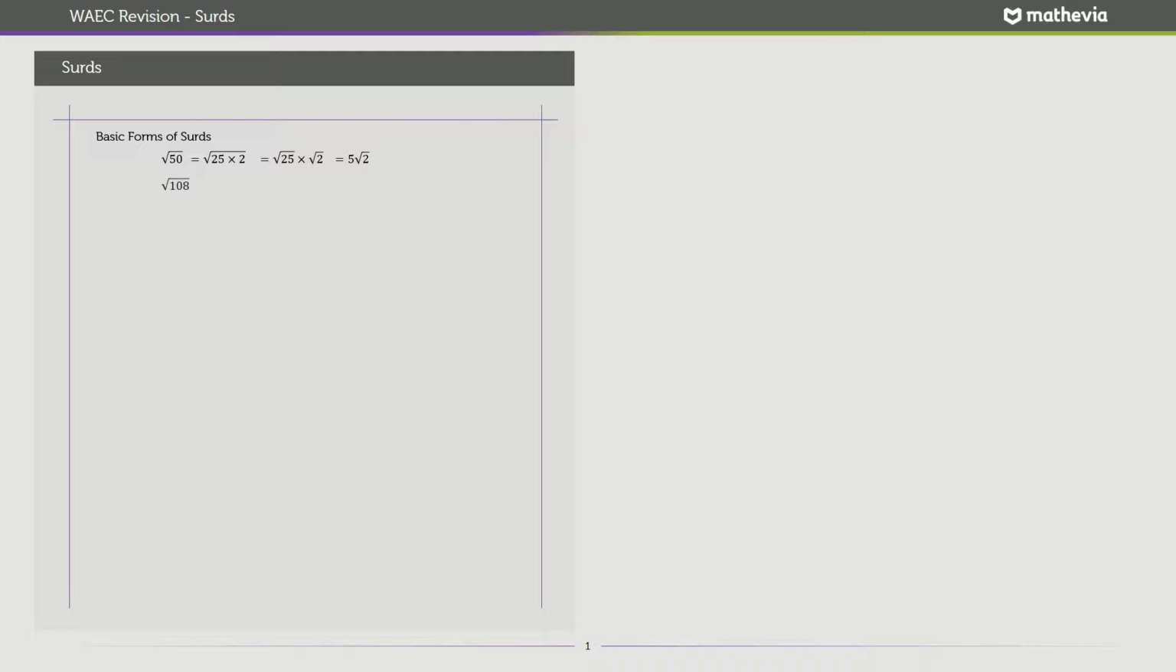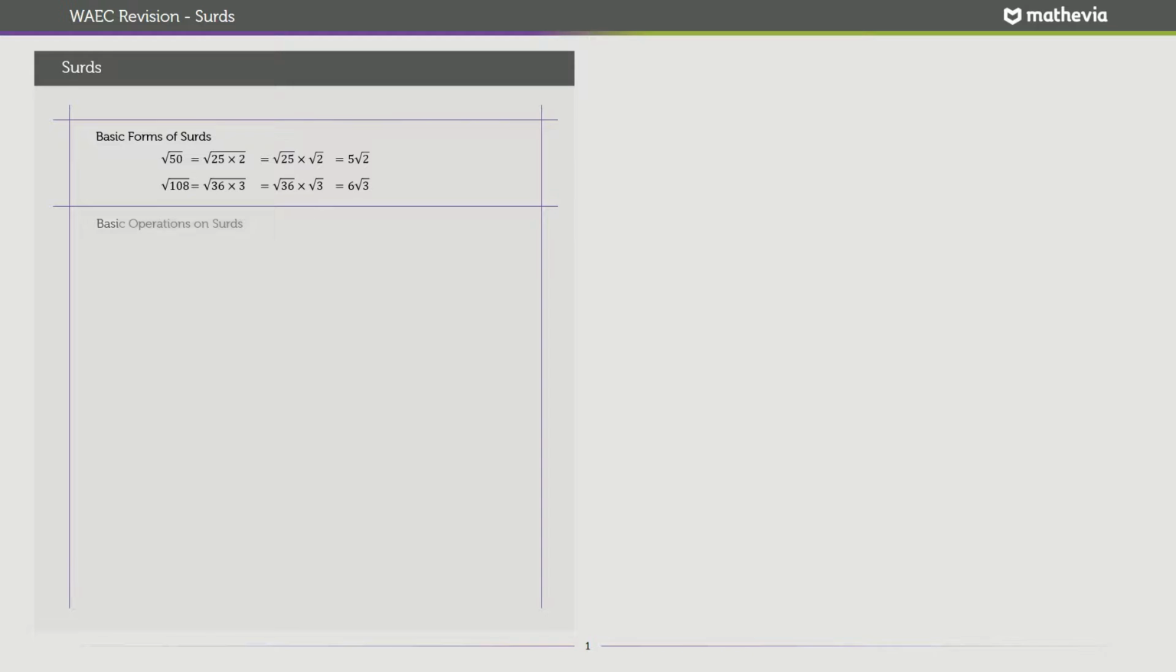Now similarly, if you had root 108, you can't find the root of 108, but right there in 108 there is a square number. If you break 108 down to its factors, there is a square number somewhere there, and that square number is 36. Because if you multiply 36 by 3, you do end up with 108, and 36 is a square number, because the square root of 36 is 6. So root 108 is 6 root 3 in its basic form, and that's it. That's basic forms, reducing surds to their basic form.